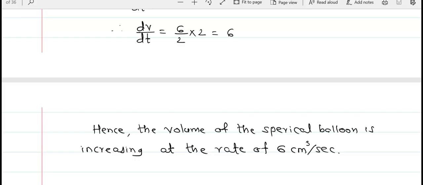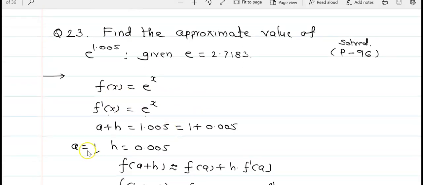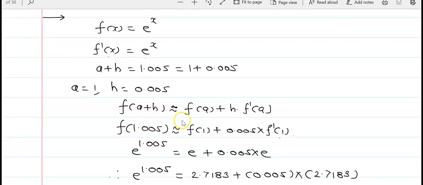Let's see this again, the answer of this question. Find the approximate value of e raised to 1.005 given that e is equal to 2.7183. The solved question on page number 96. f of x is equal to e raised to x. f dash of x is equal to e raised to x. The derivative of e raised to x is e raised to x. a plus h is equal to 1.005, that is 1 plus 0.005. a is 1, h is 0.005. f of a plus h is approximately equal to f of a plus h into f dash of a.